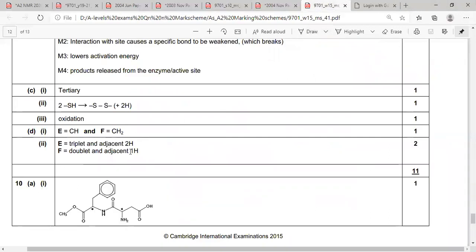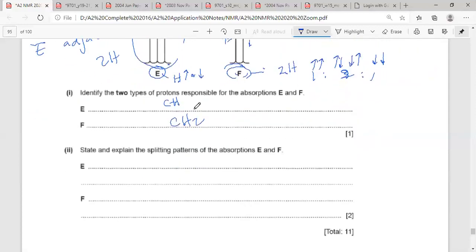Triplet, adjacent to 2 halogens. F is a doublet, adjacent to 1 halogen. See that? This is how they want you to answer: the type of halogen and why the splitting patterns. Is that clear? All right. Now let's look at some more. I'm going to go back to here.